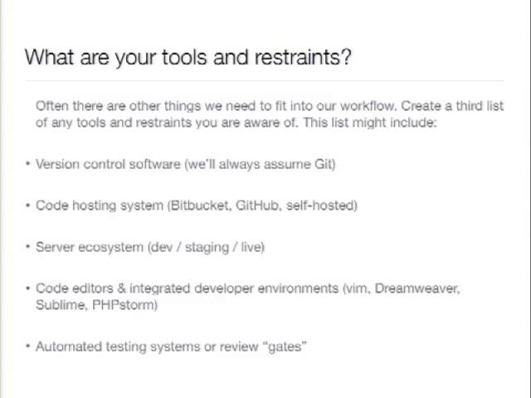Okay. And then what's your server ecosystem? So do you have a development environment, a staging environment, and a live or a production machine? Draw out those boxes. You may also want to write down what the code editors are, in part because it may affect how you review the changes between different branches.